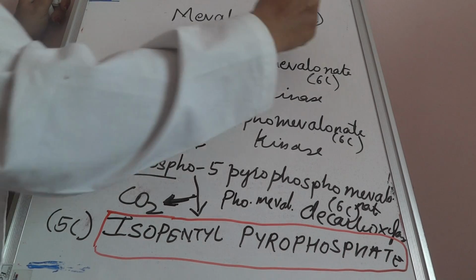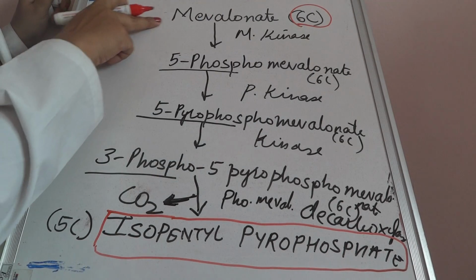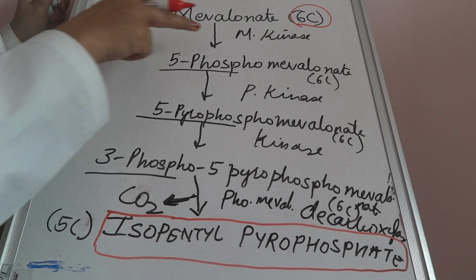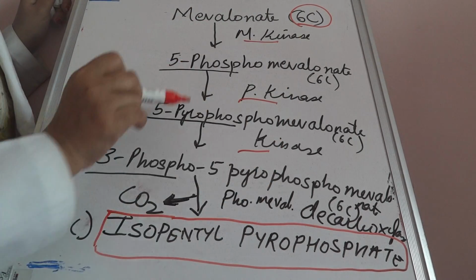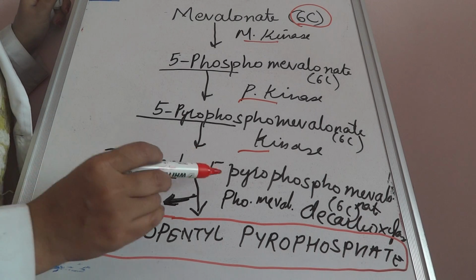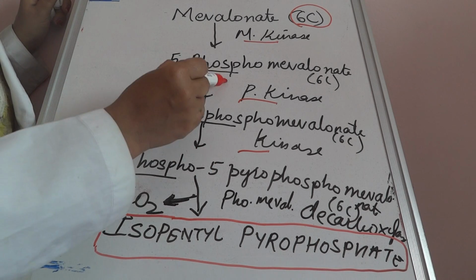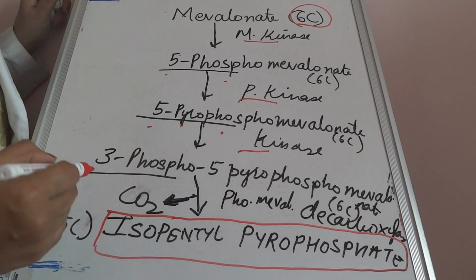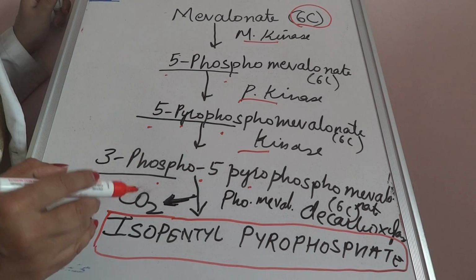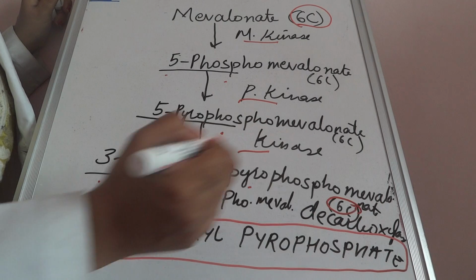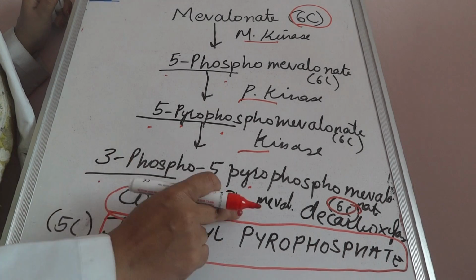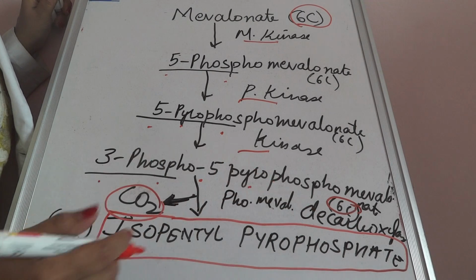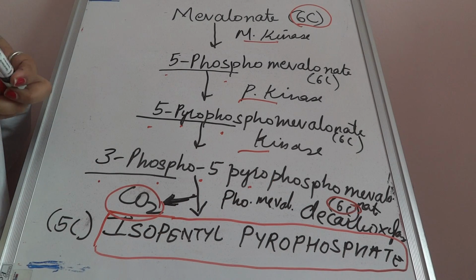So now we have formed what we wanted to form, isopentyl pyrophosphate. Basically mevalonate was a 6-carbon compound. It had no phosphate group, but on action of 3 kinases it got 3 phosphate groups. One was 5-phosphate, then 5-pyrophosphate, then 3-phospho 5-pyrophosphate. So still it was 6 carbon, but carbon dioxide was removed in the presence of phosphomevalonate decarboxylase to form isopentyl pyrophosphate. So it is a 5-carbon compound.